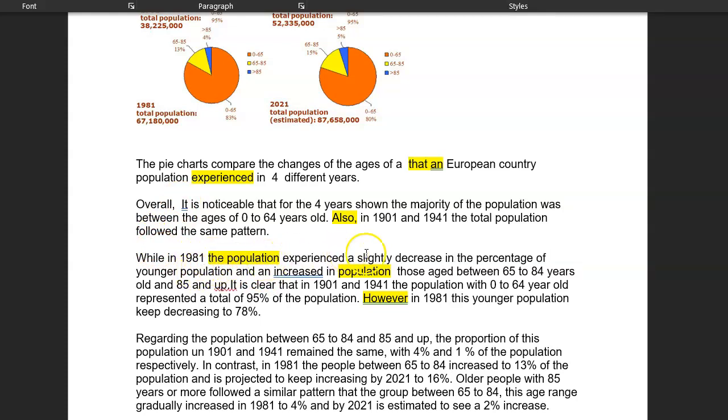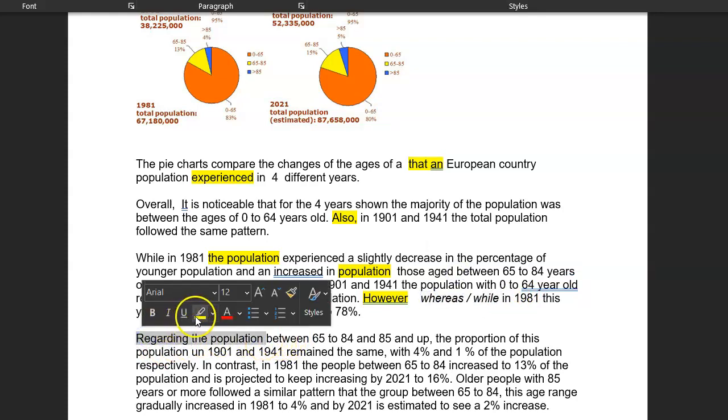So while in 91 the population experienced a slight decrease, okay. It's clear that in 91 population, yes, good. Now, don't use "however", so use another word which is much better for task 1: either "whereas", there's a nice contrasting word, or "while". So those 2 words are really, really useful for task 1. Okay? Regarding population between, so then I don't need that because it's very repetitive.